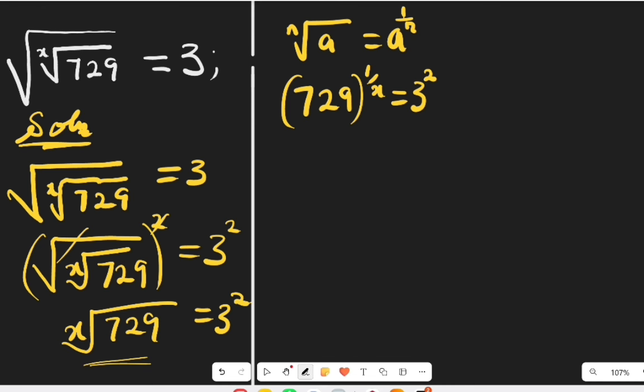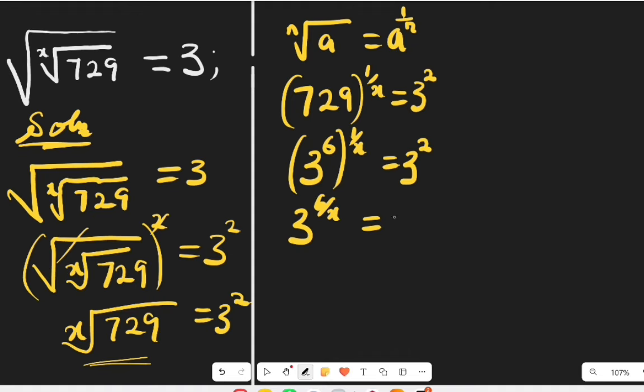Then, if we continue, we can express 729 in base 3, which will give us 3 raised to the power of 6. Meaning you have to times 3 by itself 6 times to give you 729. Then raised to the power of 1 over x, which is equal to 3 raised to the power of 2. In this case, we can multiply the powers, which will give us 3 raised to the power of 6 over x equal to 3 raised to the power of 2.